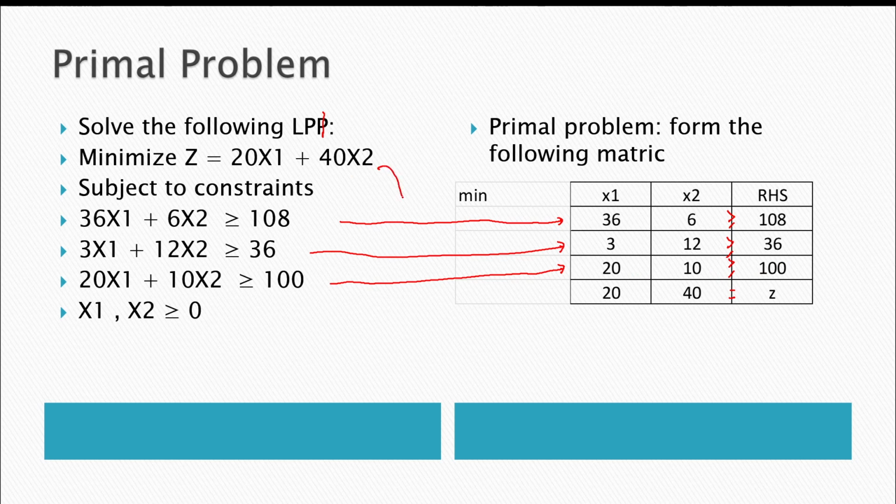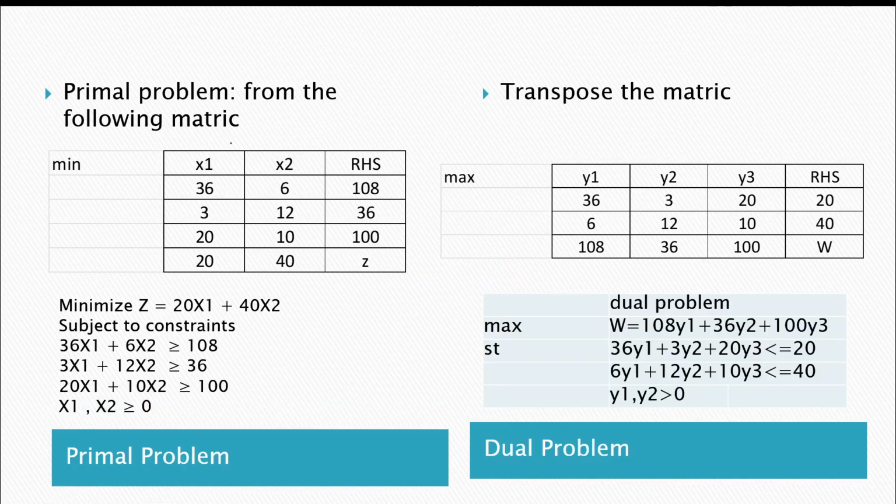The trick is that the objective function is put into the last row. So this is 20x1 plus 40x2, and this is the z. This is the primal problem, and from the primal problem you form the matrix. Later on, you will notice these are greater than or equal, greater than or equal, greater than or equal, and this is equal. After that, you transpose the matrix.